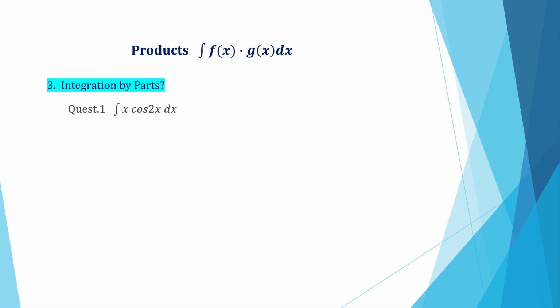Here we want to differentiate x, so we label that as u. Cosine gets labelled as dv by dx. Applying the formula gives this next line. And our second integral is a straightforward integral of sine 2x. And tidying up, there's our answer.